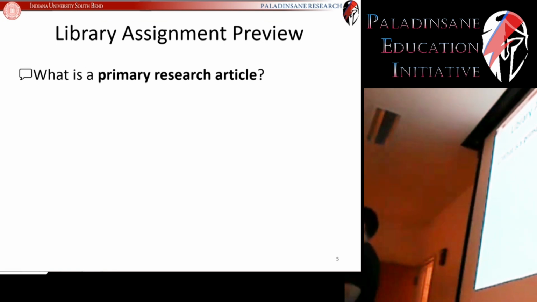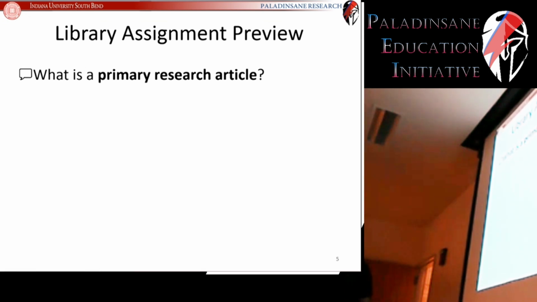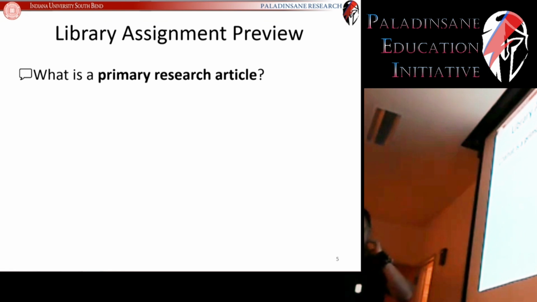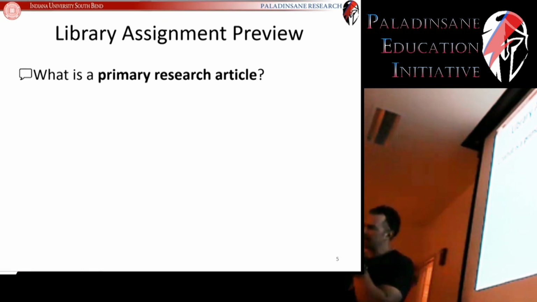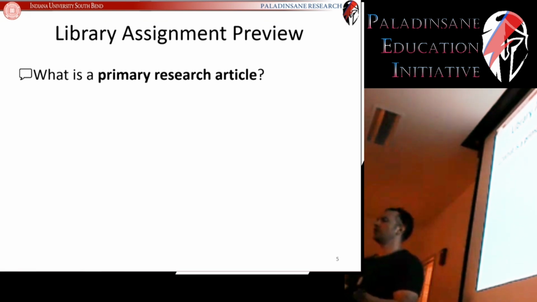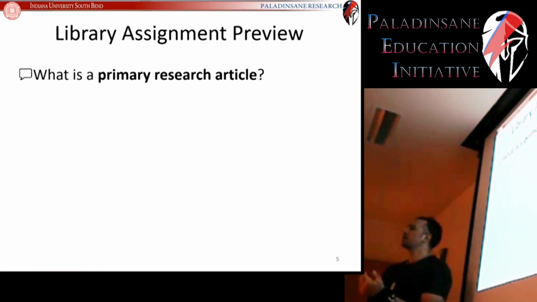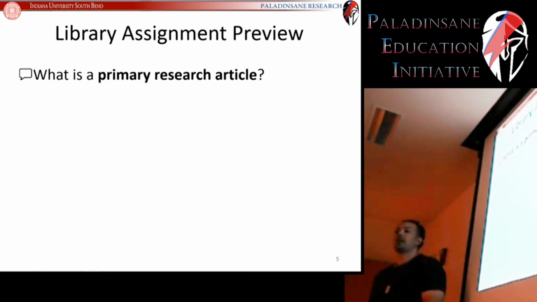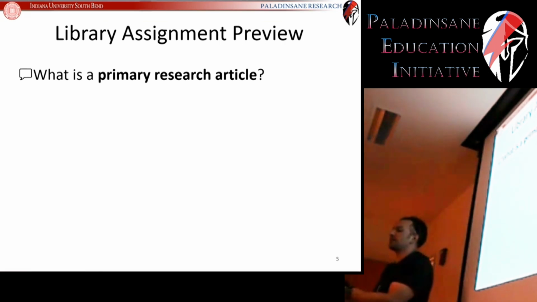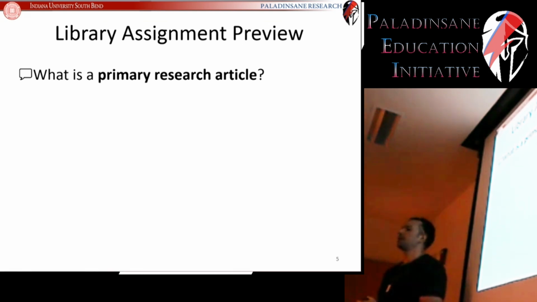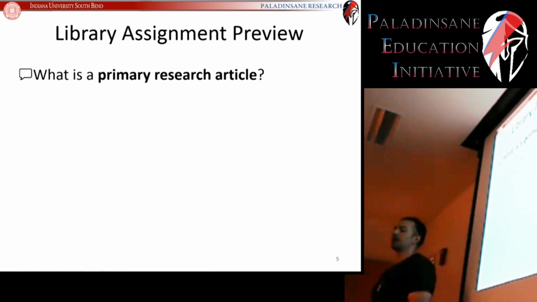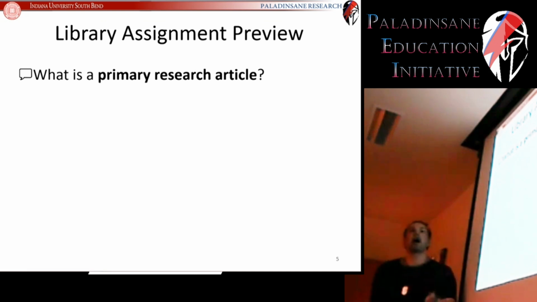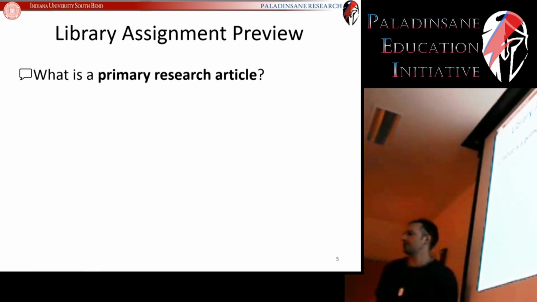When you do your library assignment, and I'll be making available the questions for the assignment, it's a guided search. So you're going to be asked to find articles using the psychology databases that we have available to you to satisfy certain conditions. They have to be within a certain number of years. They have to be by these particular authors. They have to cite a particular article. But all of them are going to share in common that they have to be primary research articles.